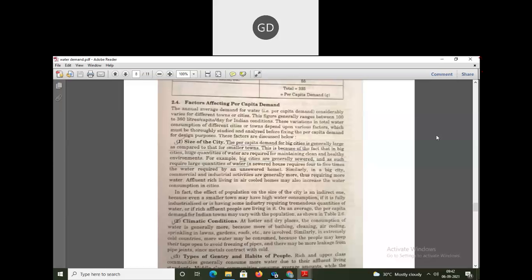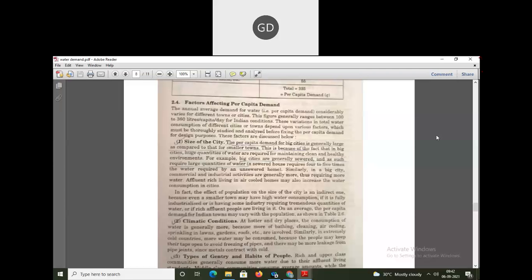And also in extreme weather, in cities where it is extremely cold, people keep the taps open in order to avoid freezing of the pipes. So that may also cause more water to be needed.